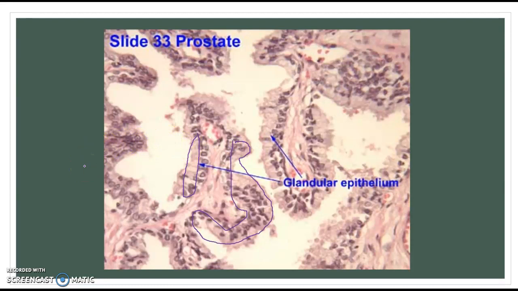So that was it for epithelium tissue. We're going to get into connective tissue on the next video, so make sure you have your note guide completely filled out and then move on to your connective tissue video.